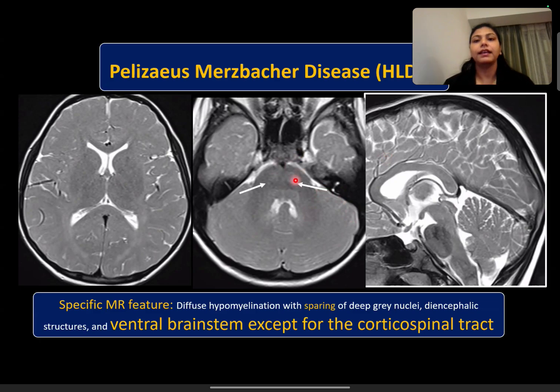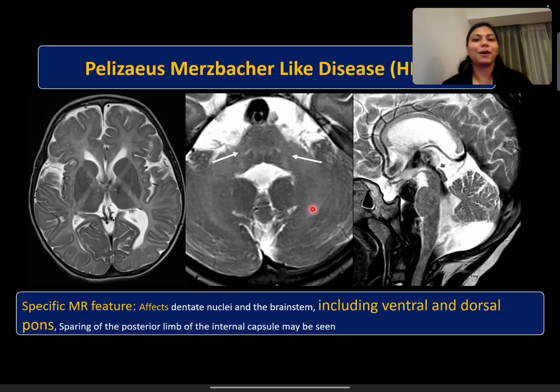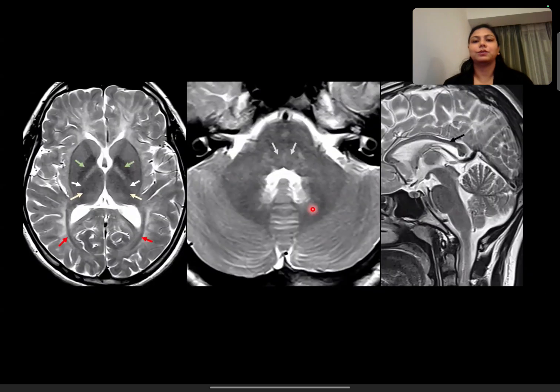Then we have the other case where we have diffuse hypomyelination, involvement of both ventral and dorsal brainstem. So this is PMLD. Very good. So now you are answering very quickly. So this is a case of PMLD. So yes, this is a case which you should always remember. There is diffuse hypomyelination, but there is sparing of certain white matter structures, the optic radiations.